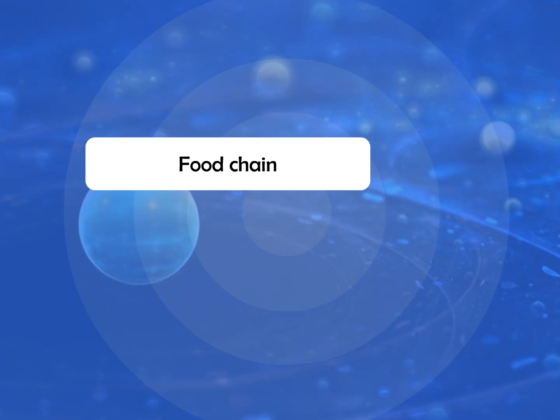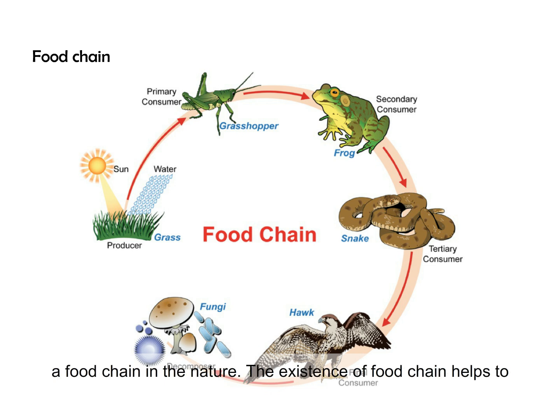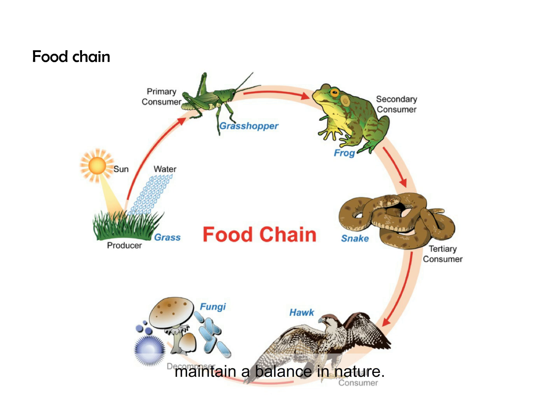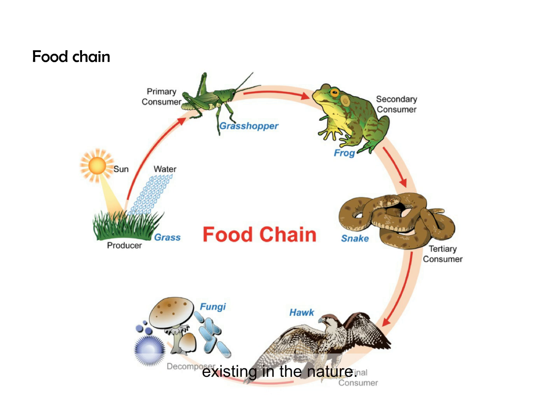Food chain. As you have learned that animals depend on plants for food, they form a food chain in nature. The existence of food chain helps to maintain a balance in nature. Balance in nature refers to a desirable number of plants and animals existing in nature.